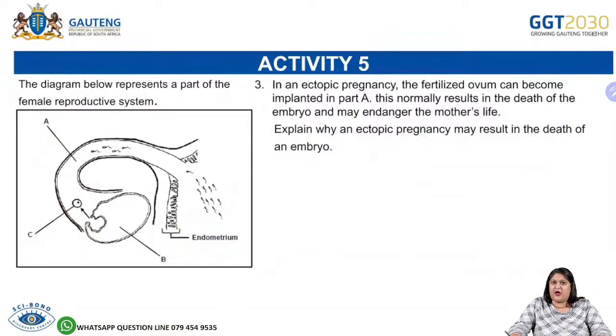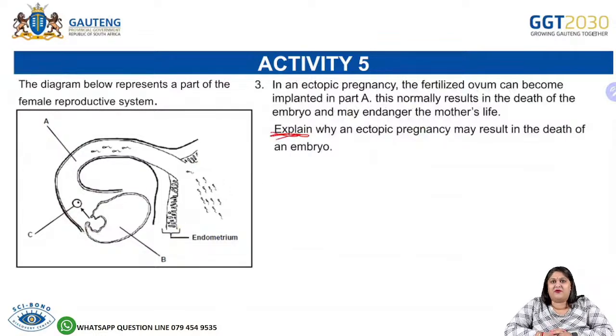Now, this is a little bit of an application question. They're telling us about ectopic pregnancy. In an ectopic pregnancy, the fertilized ovum can become implanted in part A. This normally results in the death of the embryo and may endanger the mother's life. Explain why an ectopic pregnancy may result in the death of an embryo. Okay, so now this is an explained question. They're telling you that this is when fertilization happens in the fallopian tube, but it also gets implanted there. Now think about it. The fallopian tube is a tube.